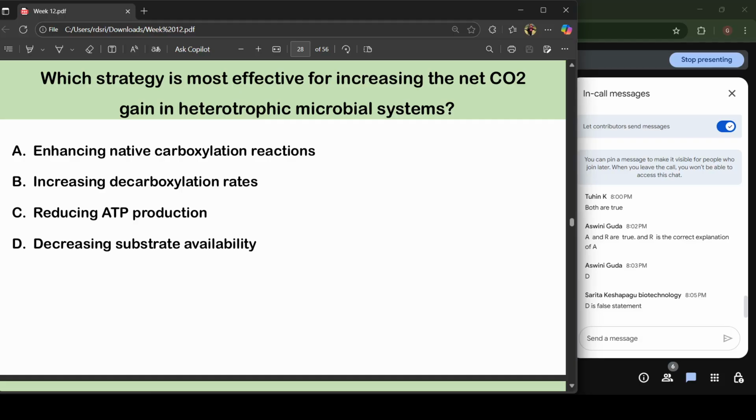Okay, so out of these four, which strategy is most effective for increasing the net carbon dioxide gain in heterotrophic microbial systems?